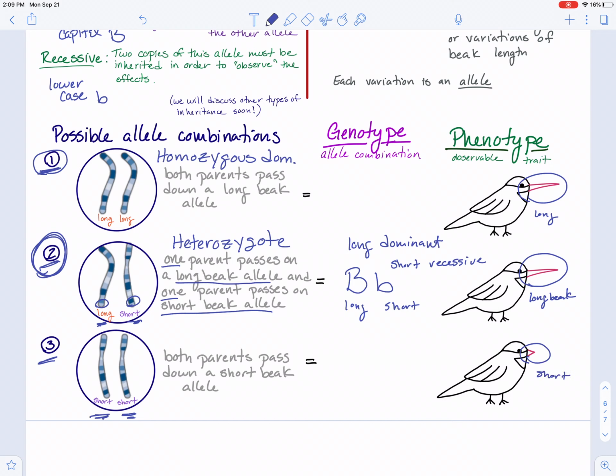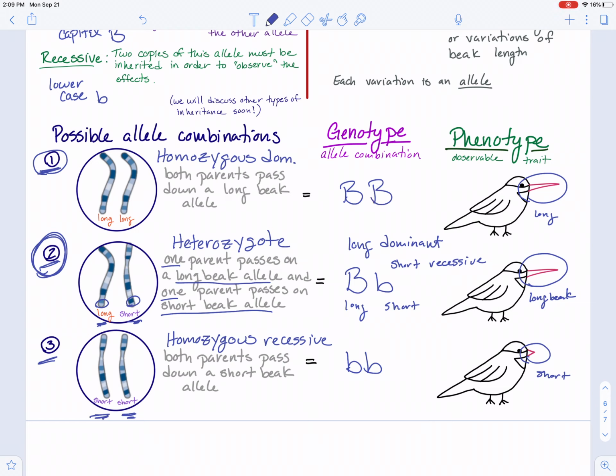And since it inherited two of the same alleles, it is also known as a homozygous or homozygote. But in this case, it's going to be a homozygous recessive. It's homozygous for the recessive trait. And in that case, I would write it as little b. And I forgot to write up here the homozygous dominant is going to be big B. And that just shows the alleles that they inherited.